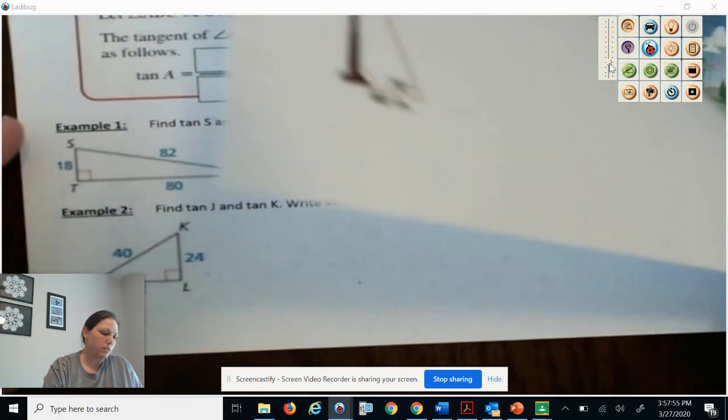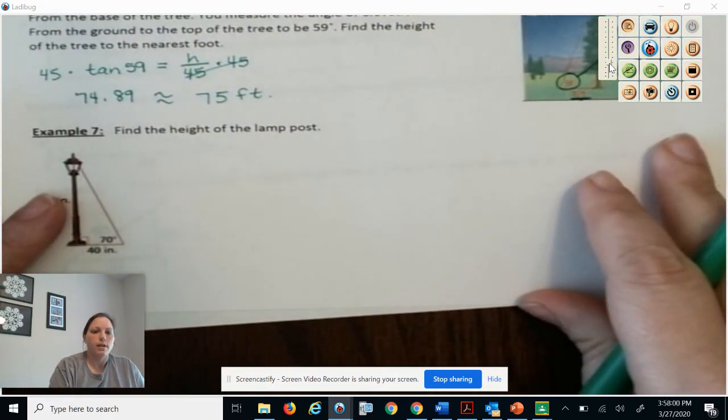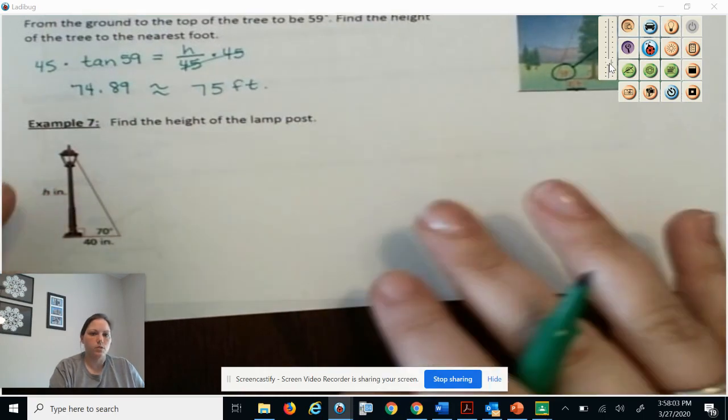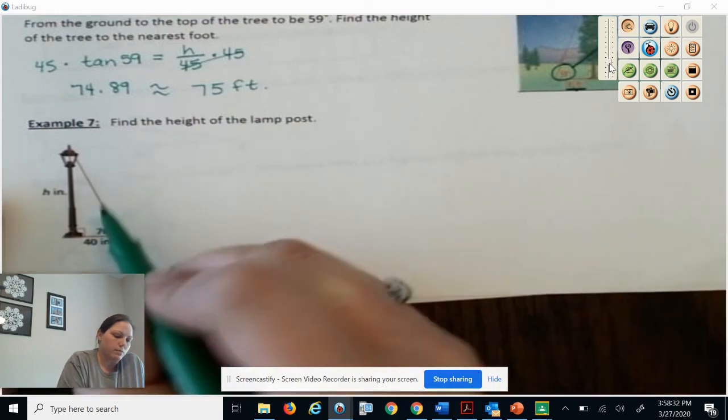All right, example number 7. Yeah, we got more after this. Find the height of the lamp post. So I want you to take your time, pause the video, see if you can figure this problem out. Did you pause? I'm waiting for you to pause. Okay, I'm going to trust you, and I'm going to believe that you paused your video and you're checking your answer now.